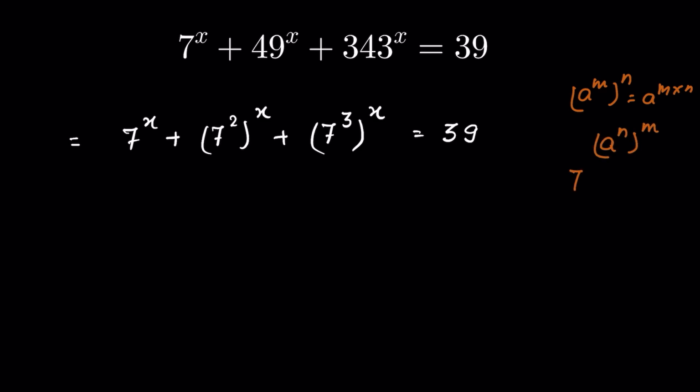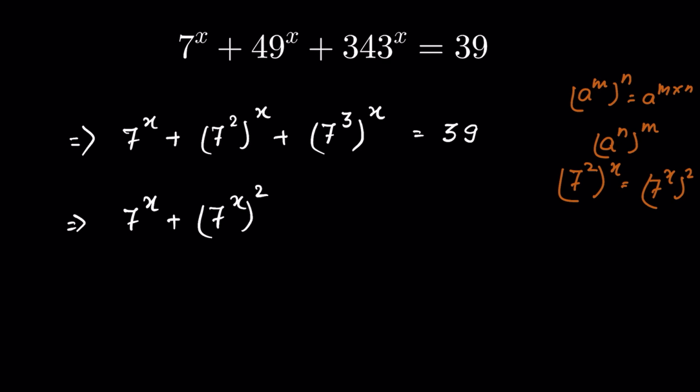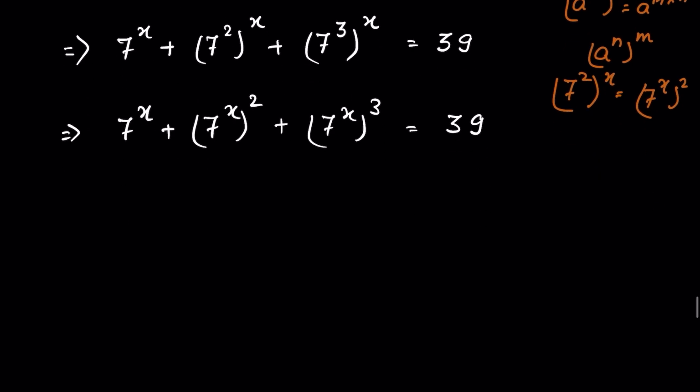So 7 raised to the power 2 whole to the power x, this we can also write as 7 to the power x whole to the power 2. So 7 to the power x plus 7 to the power x whole to the power 2 plus 7 to the power x whole to the power 3 equals 39. Now let us consider 7 to the power x equals a. Then we have a plus a square plus a cube equals 39.